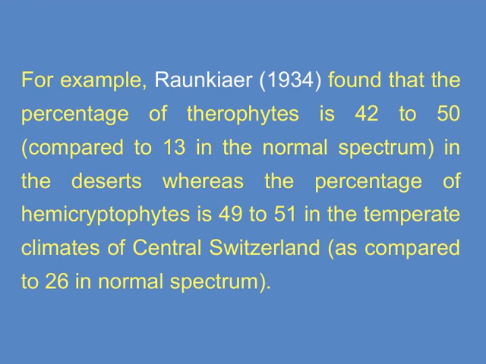On the other hand, in the temperate climates of central Switzerland, he noted that hemicryptophytes, plants with buds at soil level, constitute roughly 49 to 51% of the flora. That's significantly higher compared to just 26% in the normal spectrum.